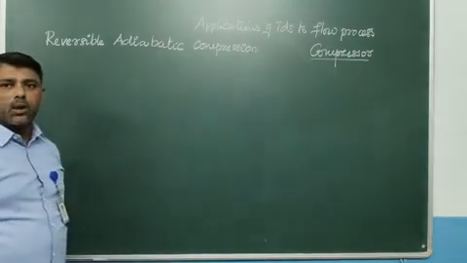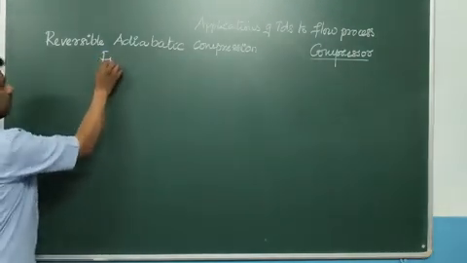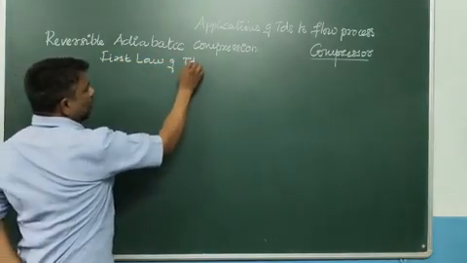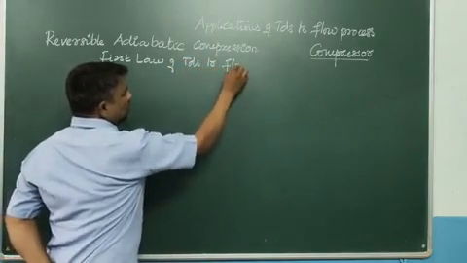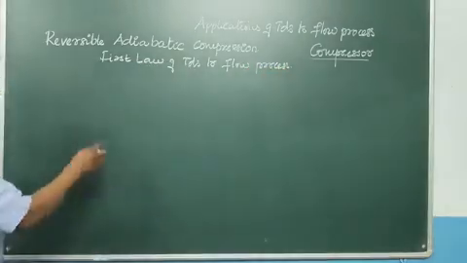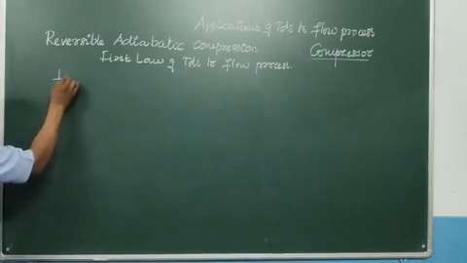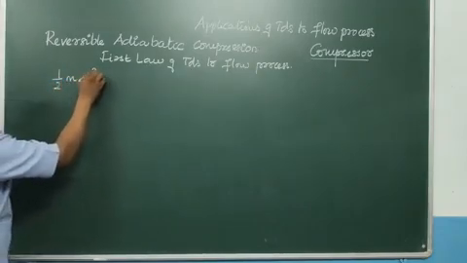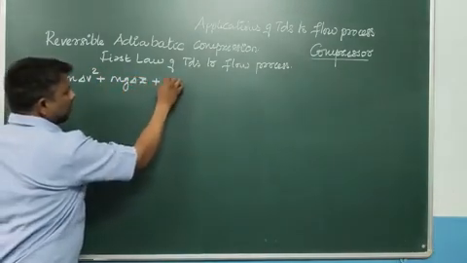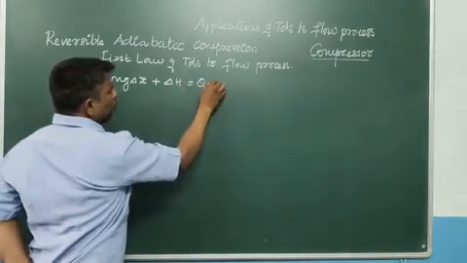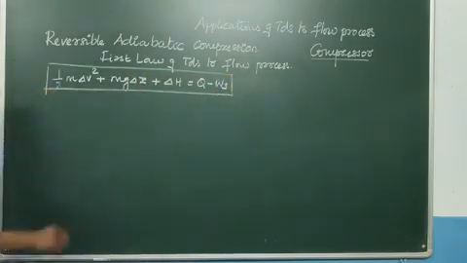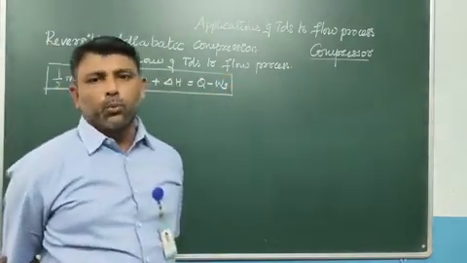What is the first law of thermodynamics applied to flow process? The mathematical representation is m del v square plus mg del z plus del h is equal to q minus Ws. This is the main equation of the first law of thermodynamics for flow process.